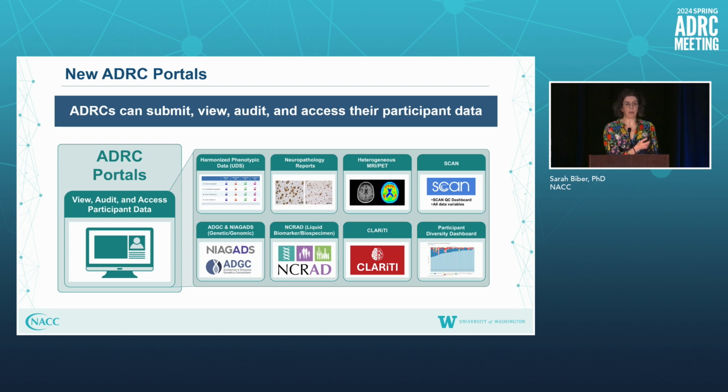That includes neuropathology reports, heterogeneous MRI and PET data. You can already go there to view your ADRC-specific scan QC dashboards and see what is going on with your scan submissions, whether they've passed QC, if they failed QC, why that might be. And then in addition to that, you'll be able to access your genetic and genomic data there for your participants, blood biomarker data, eventually clarity data, and also participant diversity dashboards.